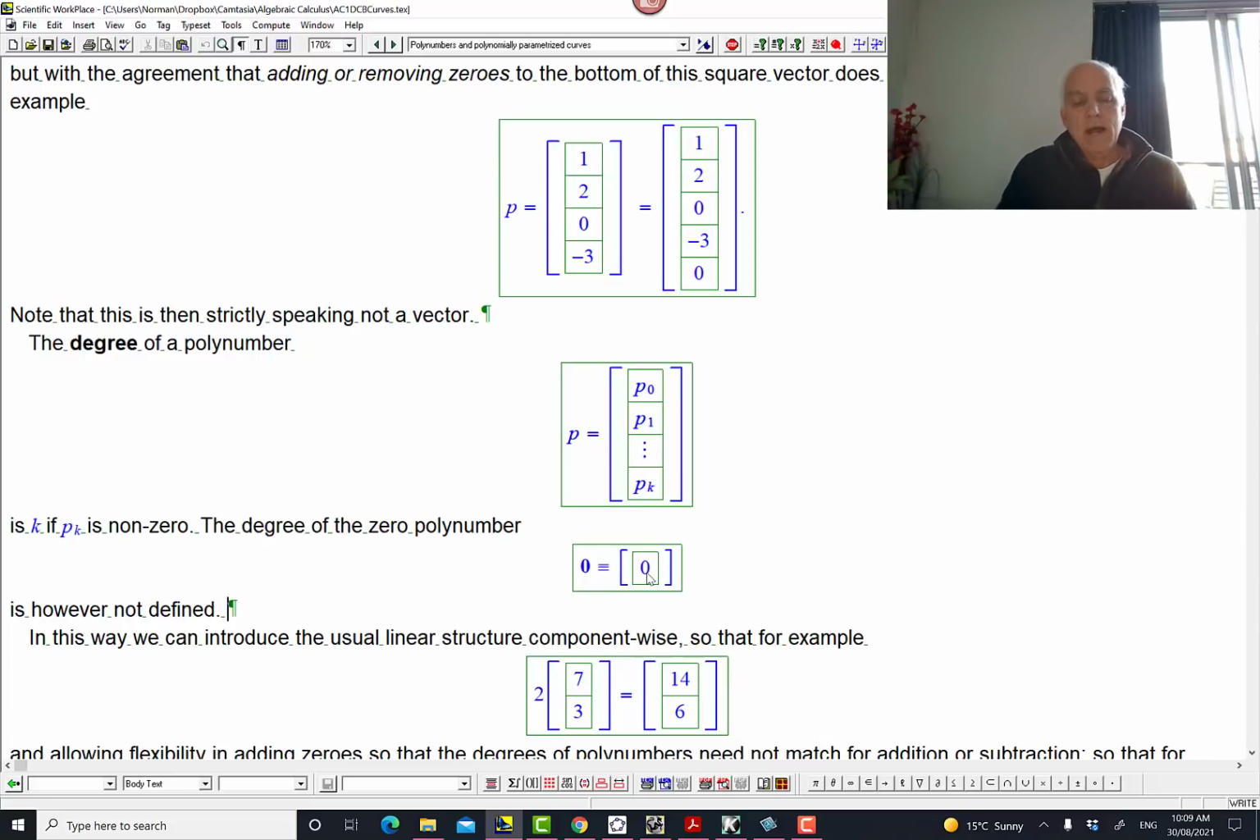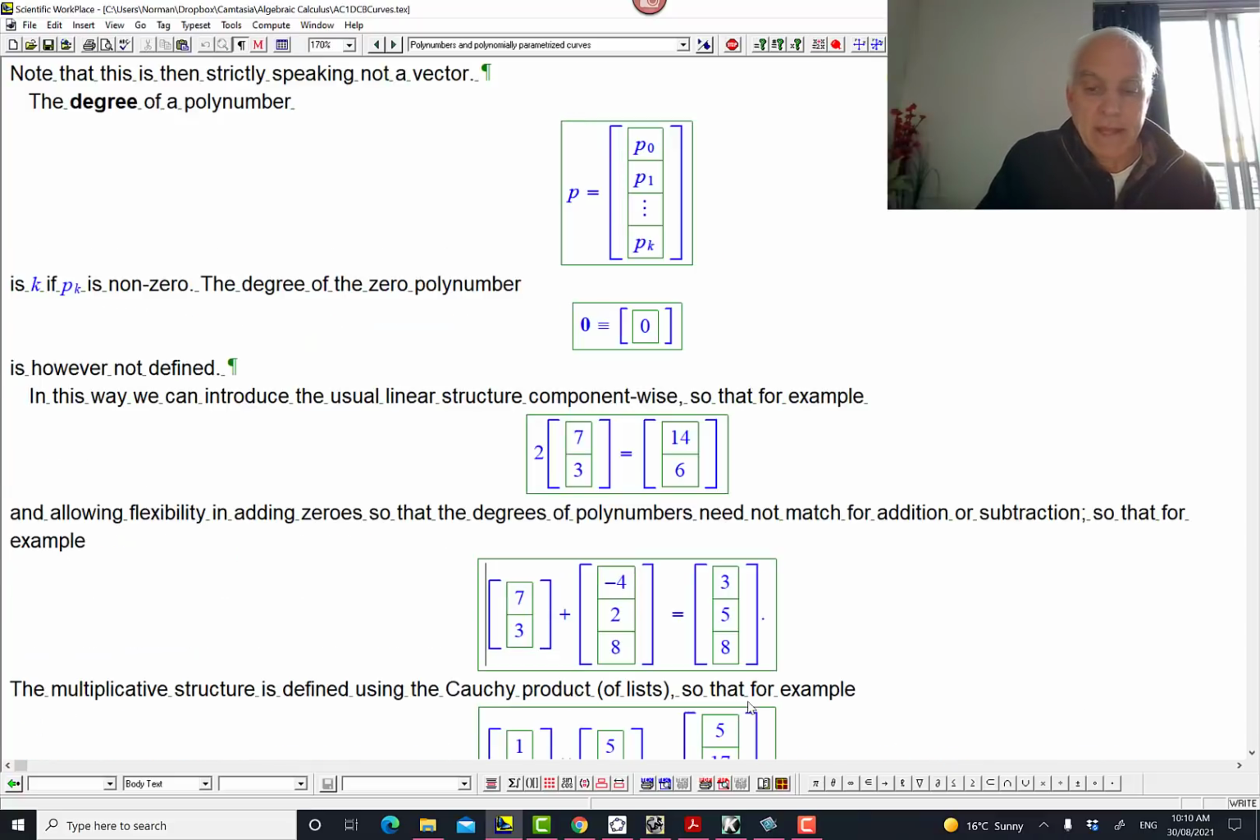Okay, so now we can introduce some algebraic operations on these polynumbers. So the usual linear structure is determined component-wise. So multiplying a polynumber by a scalar, in other words, a number, is just the usual component-wise multiplication. So 2 times the polynumber 7, 3 will be the polynumber 14, 6. And when we want to add or subtract polynumbers, we're going to use this flexibility in adding zeros at the bottom. So the degrees of the polynumbers don't need to match in order for addition or subtraction to happen. So that's different from the world of vectors that you might be used to.